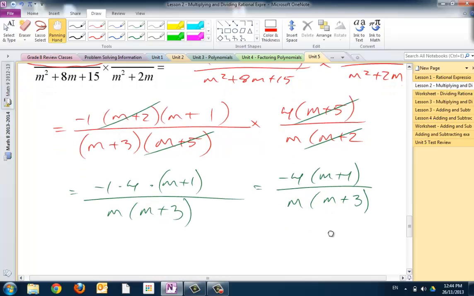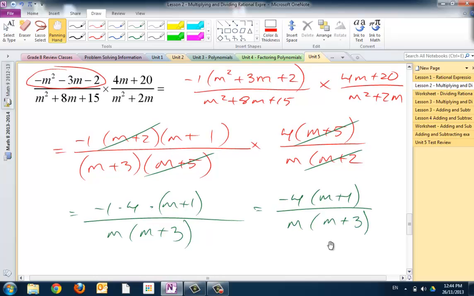All right, so that is our last example of the lesson. Multiplying and dividing is relatively straightforward. It's just like working with fractions. All of the same rules apply. Keep that in mind, please, and take good notes and ask questions if you have them. Thank you very much.